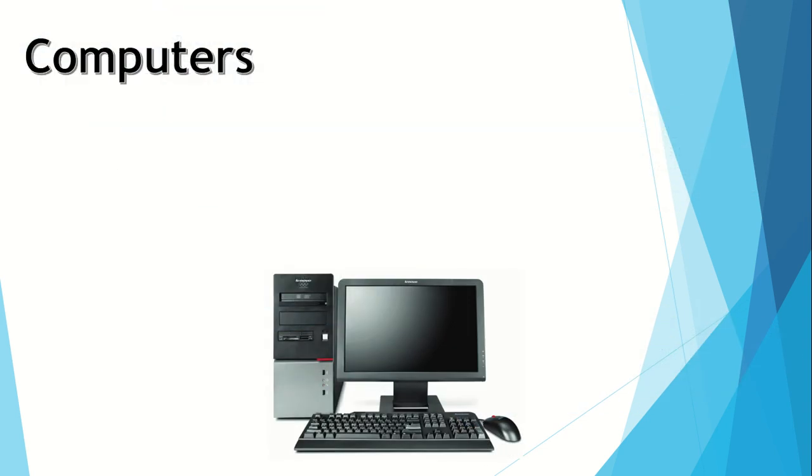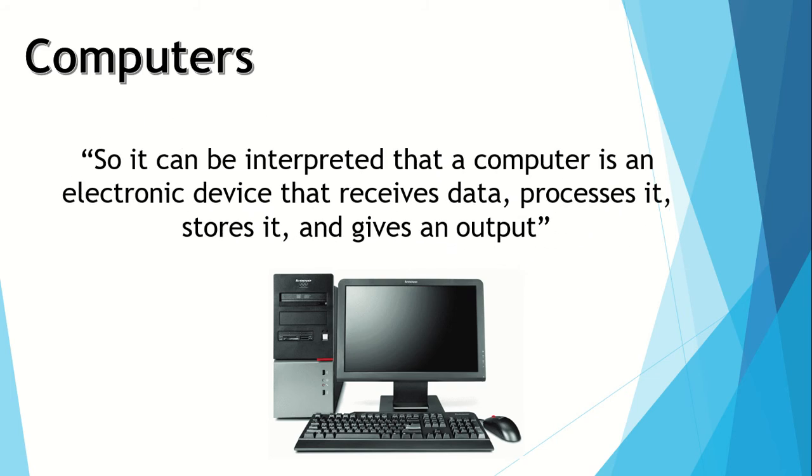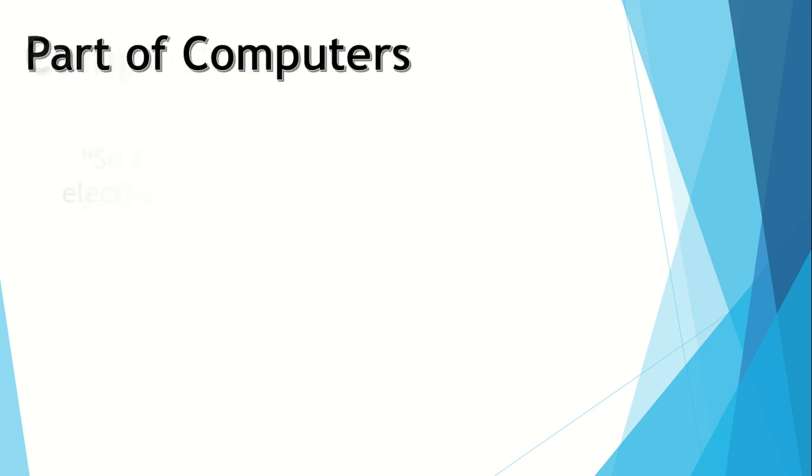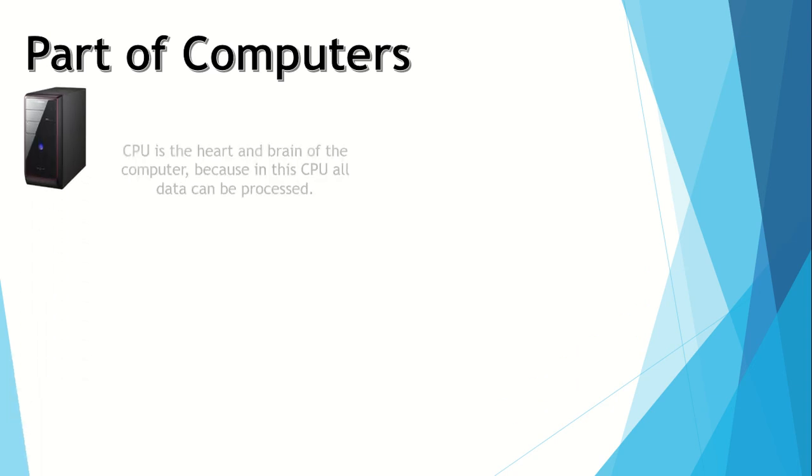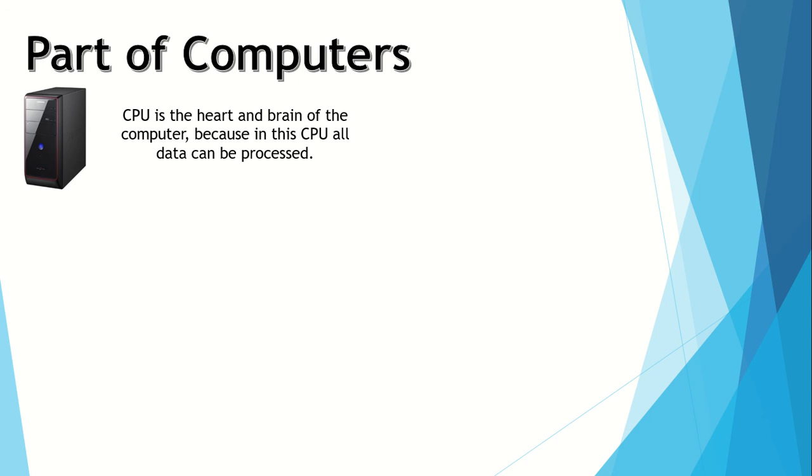So, it can be interpreted that a computer is an electronic device that receives data, processes it, stores it, and gives an output. And finally, I will explain about the parts of computer. Number 1. CPU. CPU is the heart and the brain of the computer, because in the CPU, all data will be processed before it can be used later.